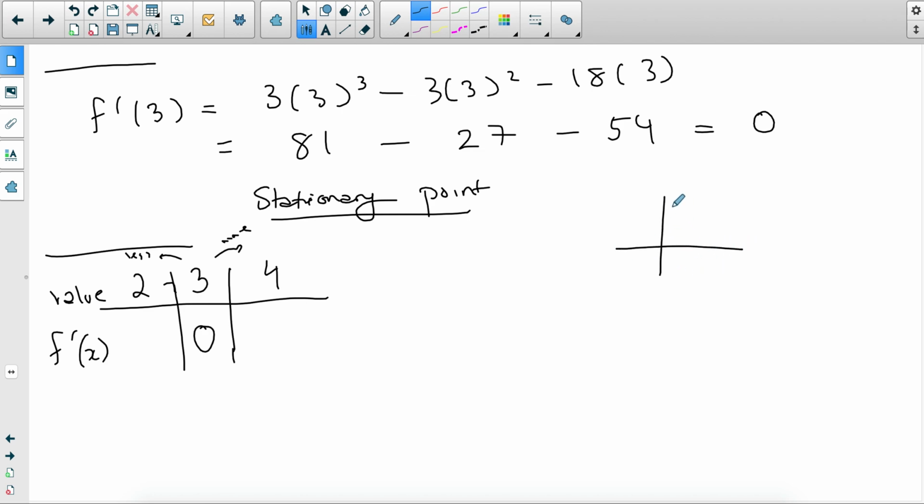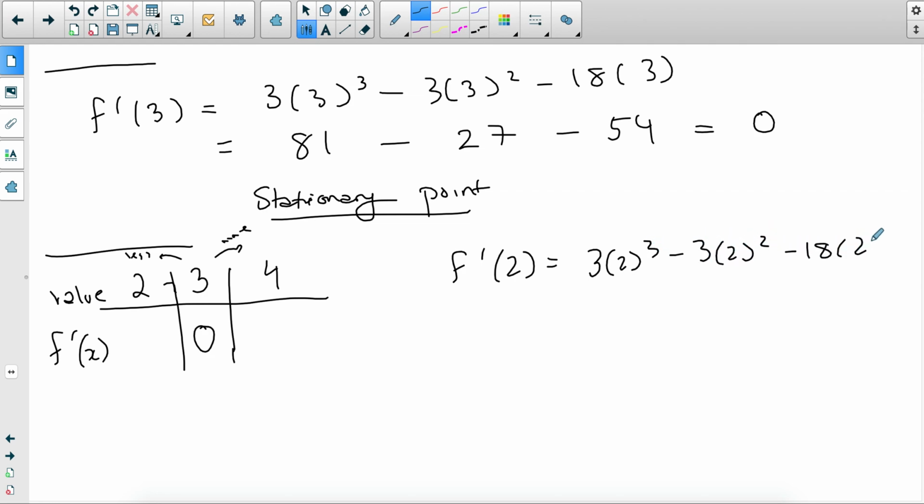So say we know that's going to be a local minimum. This is your 3. You want to test the numbers here, and you want to test the numbers here. So you want to test these x's and these x's, and you could pick any value, but it's better to just stick close. So at f prime of 2, we can just substitute. So you have 2 cubed minus 3 times 2 squared minus 18 times 2. So this is going to be 24 minus 12 minus 36, and that's going to be a negative 24. So this is a negative 24.